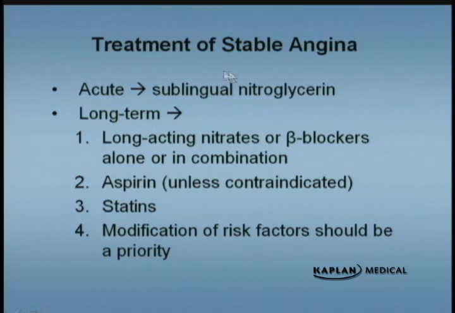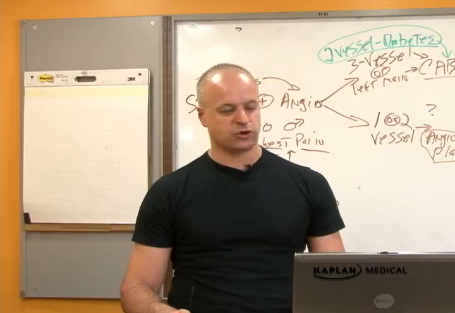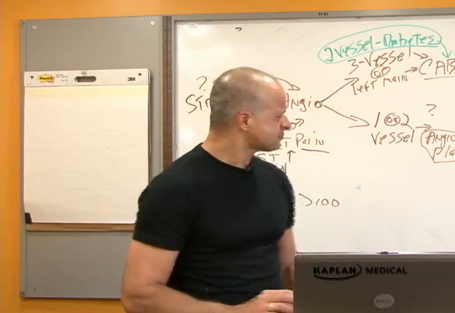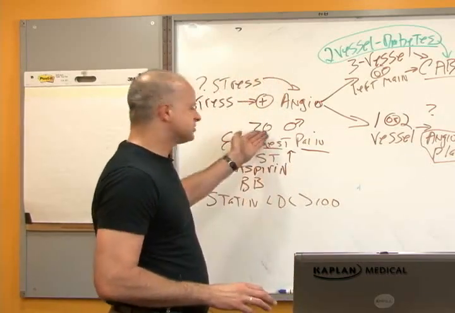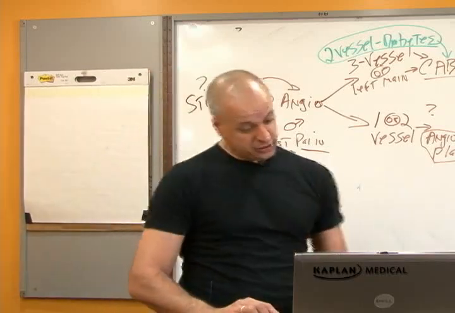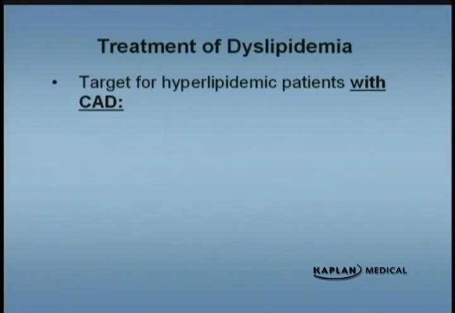So you see all these things here: nitrates, beta blockers, aspirin, statins. They're all good, but aspirin and beta blocker are the goodest. Why? They lower mortality. Now, the guy has coronary disease. Should we give him statins? Well, it depends on the circumstances.